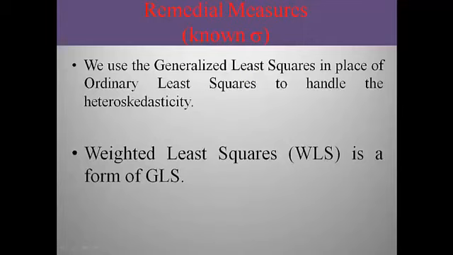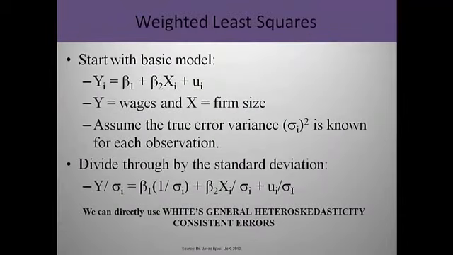So let's see what kind of remedial measures we can take. If we know the sigma, then we can transform our OLS to GLS to handle the heteroskedasticity, because we just use the WLS in the form of GLS, because it is consistent and efficient, rather than OLS being inefficient in the case of heteroskedasticity. So we start with the basic model and divide through by the standard deviation. We can also directly use White's general heteroskedasticity consistent error provided by eViews.